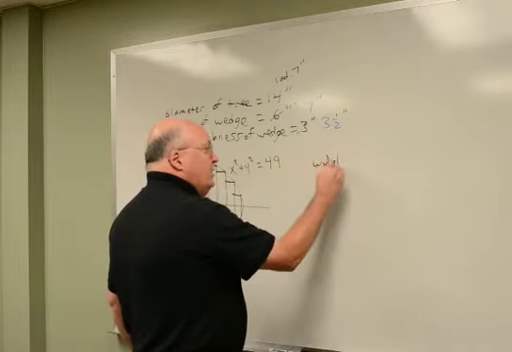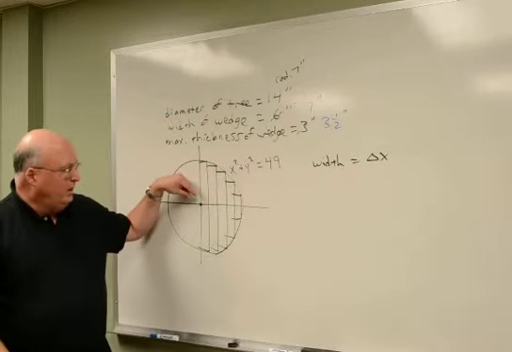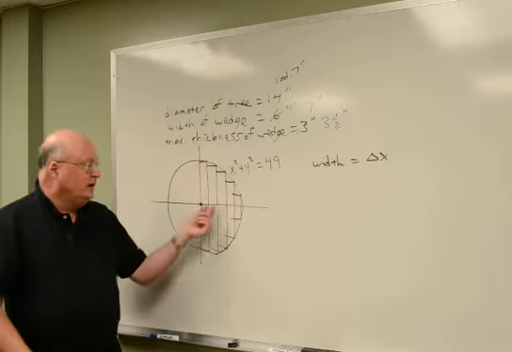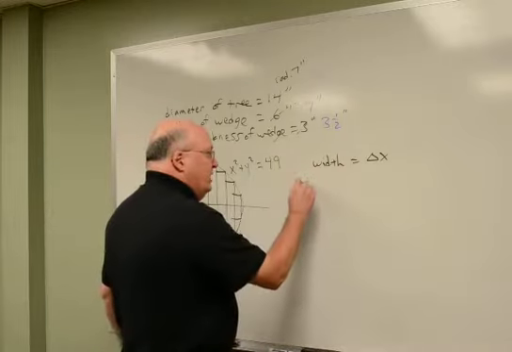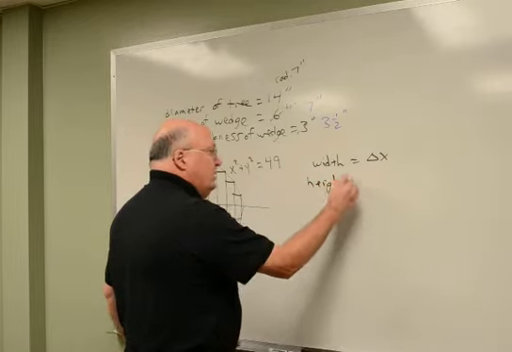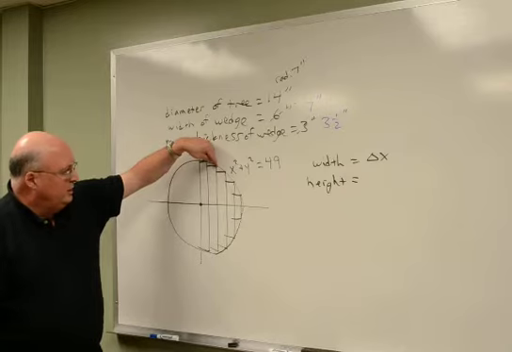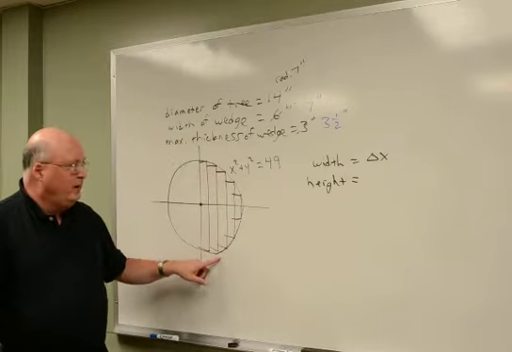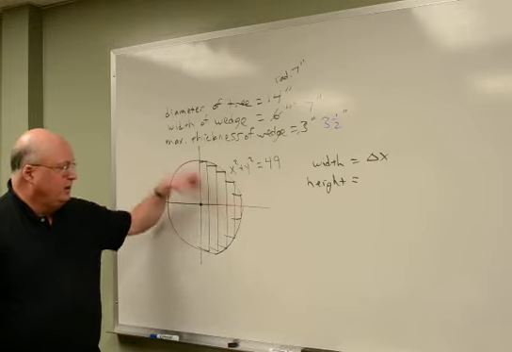Now, your width is going to be delta x, just as we had our widths of delta x when we did our rectangles for areas before. Same idea. And then for the height, we would need to find the y-coordinate at the top curve minus the y-coordinate of the bottom curve in the same way we did for our areas between curves.